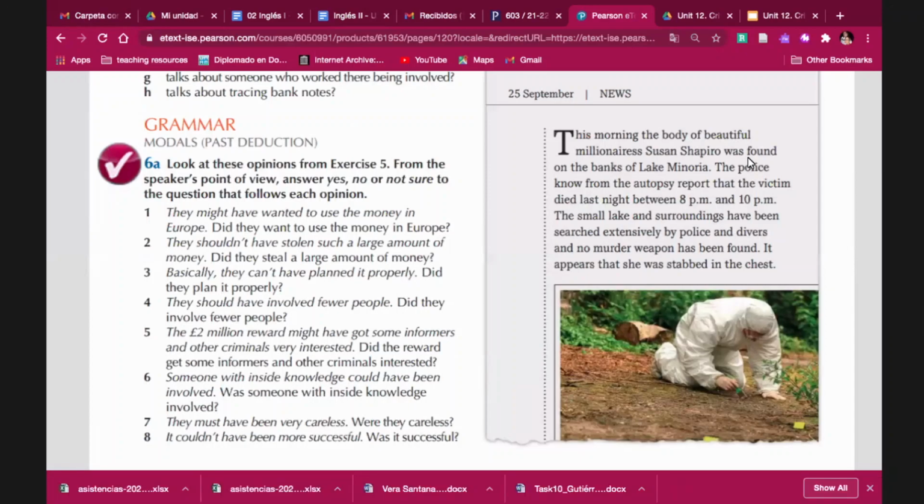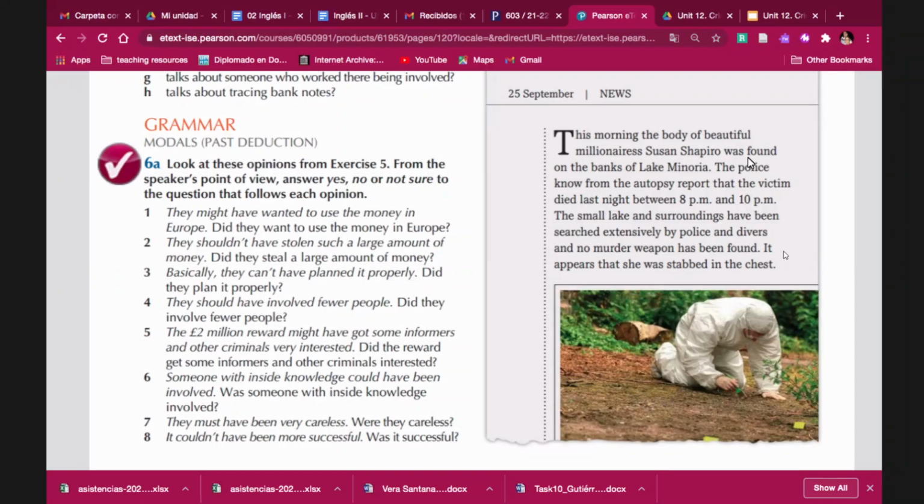Ahora estamos viendo, they shouldn't have stolen such a large amount of money. Entonces la pregunta es, did they steal a large amount of money? Or they didn't steal the money. ¿De acuerdo a lo que dice la oración? I say no. Are you sure? Pues aquí nada más tenemos 3 opciones. La oración dice, yes, no, y not sure. Exactamente. La oración dice, they shouldn't have stolen such a large amount of money. So did they steal the money? They steal the money, yes, for a large amount. I don't know. No.